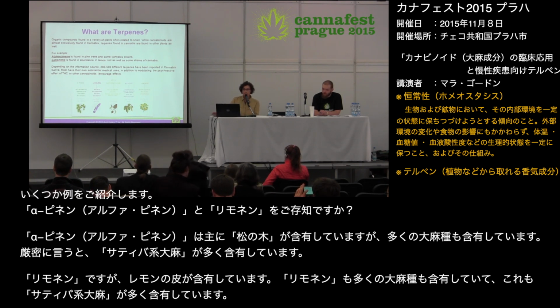Anyway, a couple examples of terpenes are alpha-pinene and limonene. Now, alpha-pinene is found in pine trees also, and it's also in many cannabis strains, especially the more sativa-type cannabis strains. And then limonene is found in lemon rinds and in some strains of cannabis as well, also frequently shown in sativa.